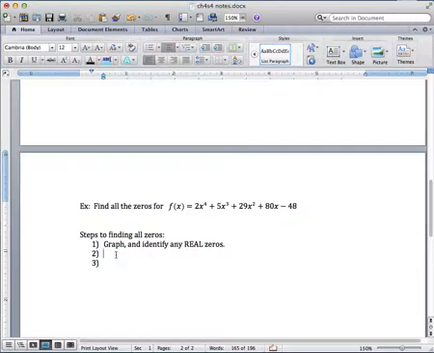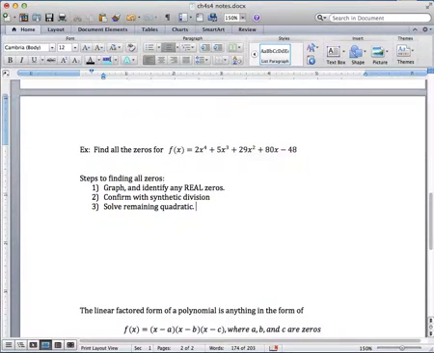Step 2, we want to confirm with synthetic division. And the third thing we want to do is solve the remaining quadratic. We're going to get all the way down from x to the fourth to x squared, a quadratic. To do that, we have to take away 2 of those with synthetic division. All right, we're going to finish this problem in the second video in just a few minutes.